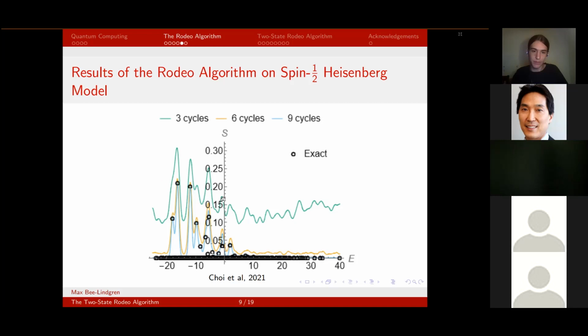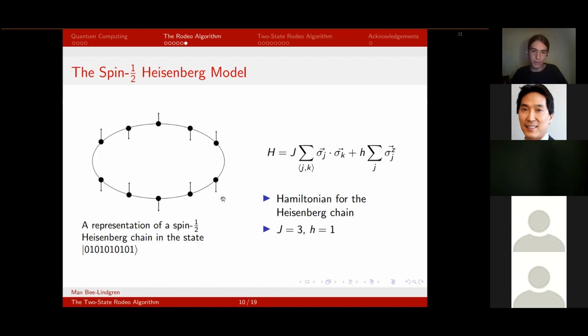And then at 9 cycles, there's practically no noise, and the peaks for each energy eigenstate are fairly distinct. So just a word on the model. We're using the spin 1/2 Heisenberg model, which is just a bunch of spin 1/2 particles in a ring. In our case, we used 10 of them, and we started them off in this nice alternating state. So we have spin down and then spin up and so on. This is a nice starting state because it's pretty symmetric, so we get a relatively small selection of non-zero energy eigenvalues.